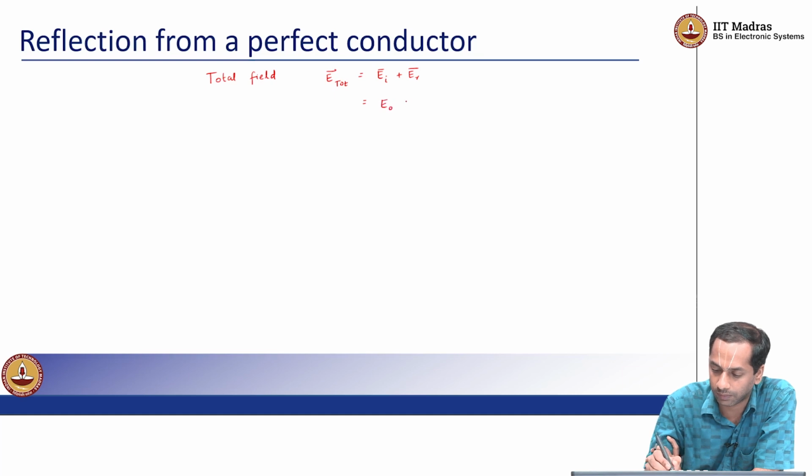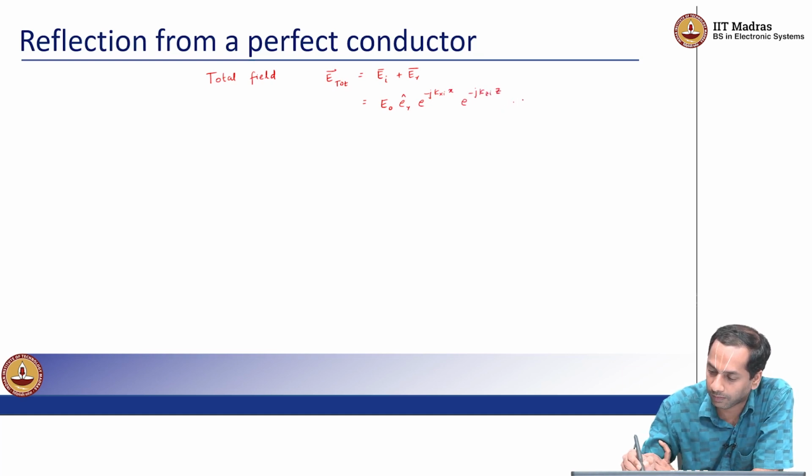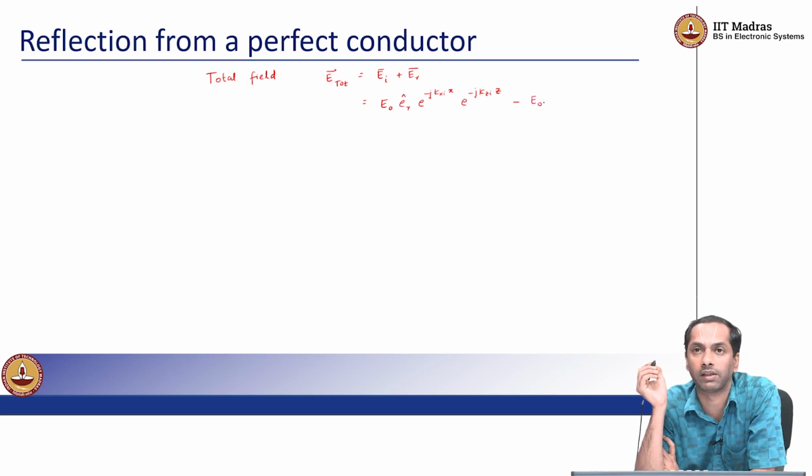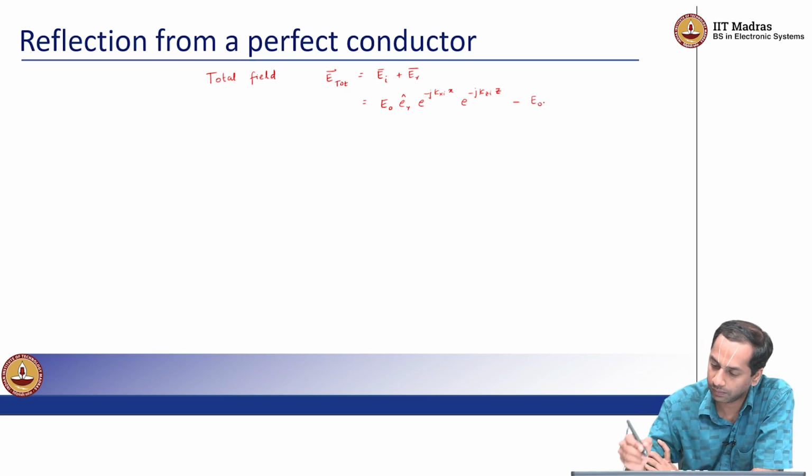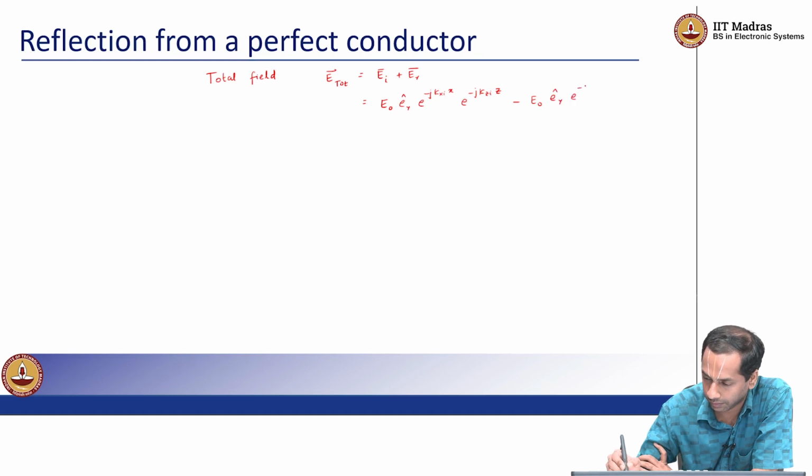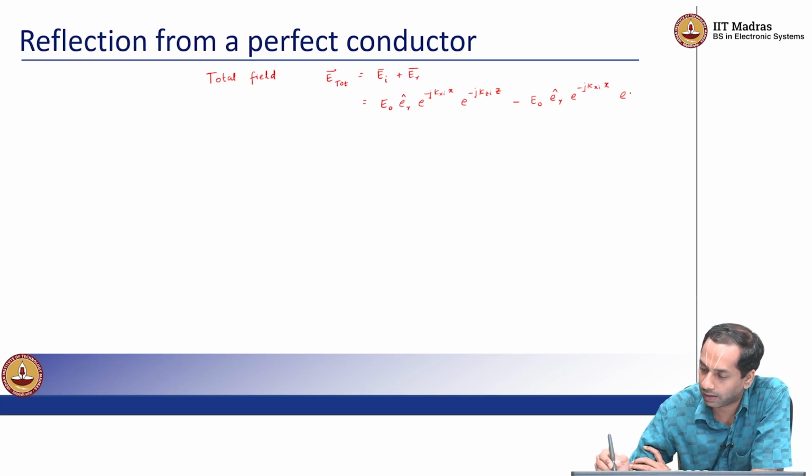So this is E naught Ey e to the minus j kxi x e to the minus j kzi z minus E naught, right? The amplitude of the reflected field is minus E naught Ey, since kxi is equal to kxr, we can say that this is e to the minus j kxi x and e to the plus j kzi z.